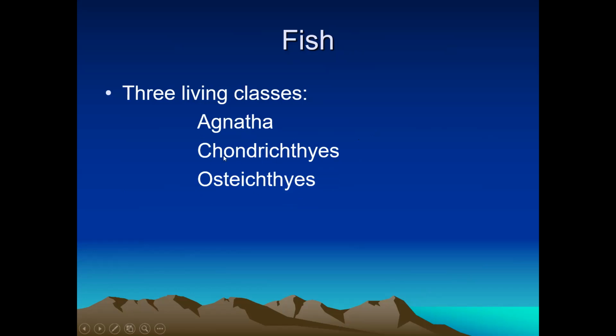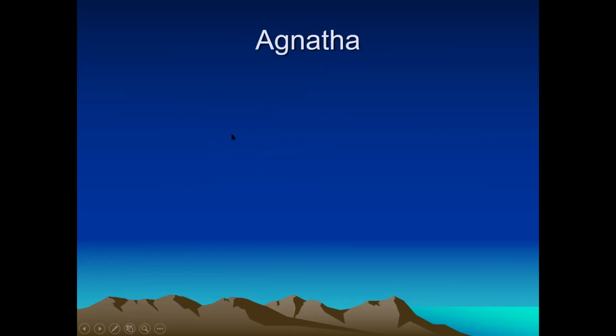Chondra has to do with chondroitin, and that is what cartilage is made out of. Okay, so these are your cartilaginous fish, and osteo is bone. So these are bony fish. Cartilage fish, bony fish. Chondroitin fish, bony fish. Okay, and agnatha are just strange. Cool, but strange. Jawless fish.